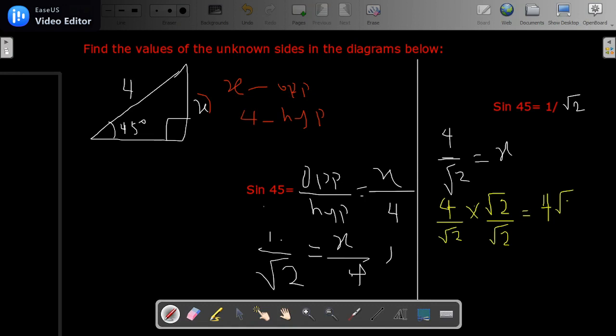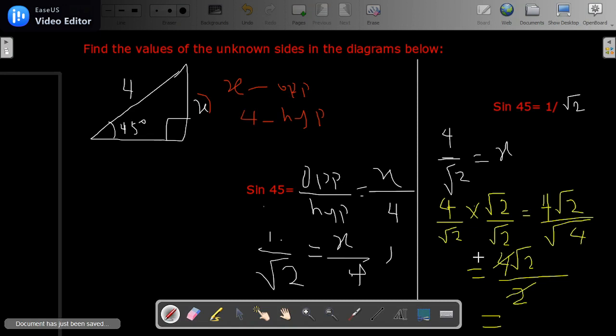Then 4 root 2 over root 4 will be equal to what? 2. Root 4 will be equal to 2. And we know 4 can be divided by 2, we get 2 here, then the remaining will be what? 2 root 2. Therefore x is equal to what? 2 root 2. So x here will be equal to 2 root 2. Simple. Maybe you have been able to apply the knowledge we just learned.